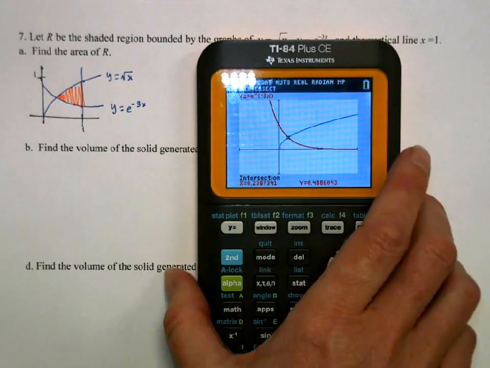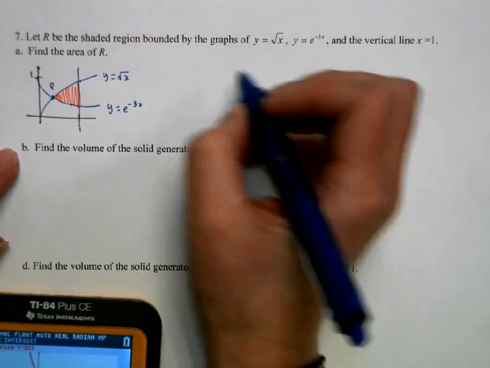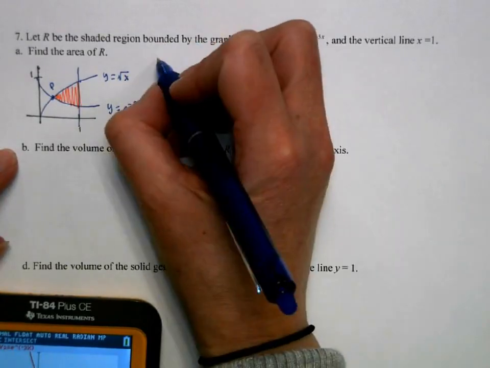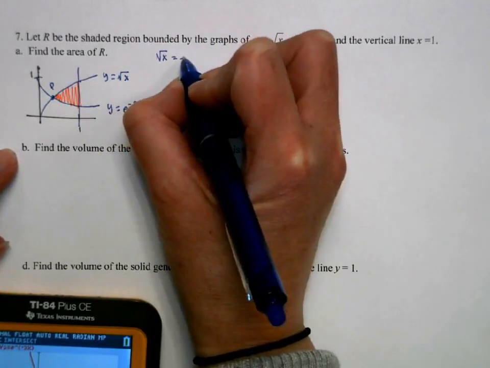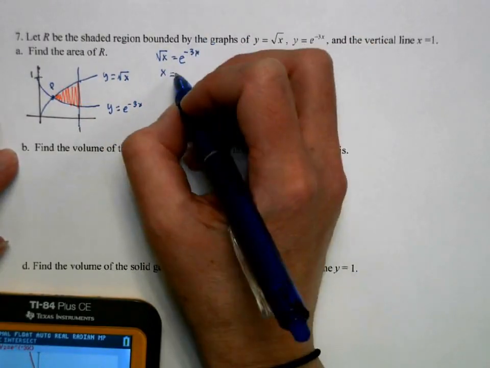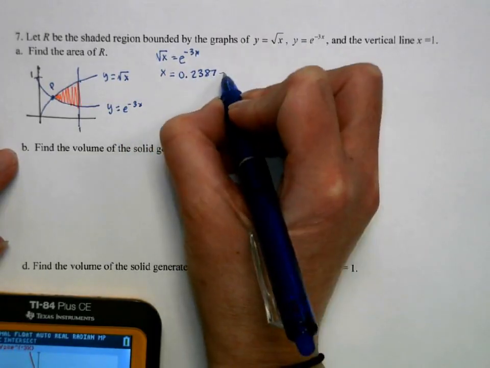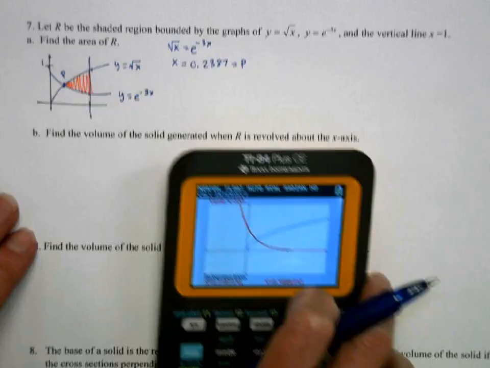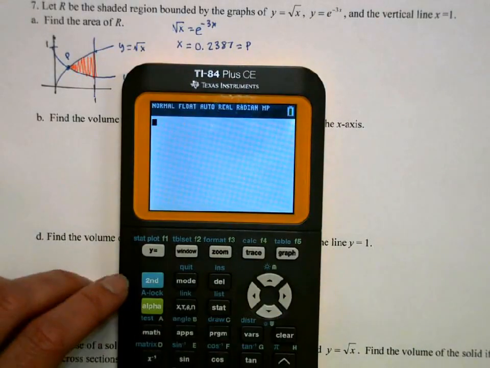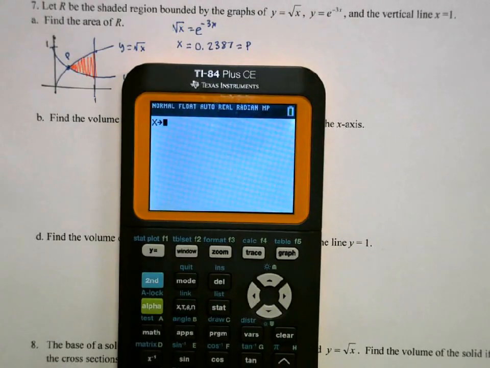I'm going to call that P. This occurs at 0.2387, and I'm going to assign that P for point. Just like I did before, I'm going to come out here. For whatever reason, I chose P, so I'm going to do X, and I'm going to store it in P. You could use A again, like I did in the first one. Okay, now it's stored, so anytime I want to use that intersection point, I can use the letter P.